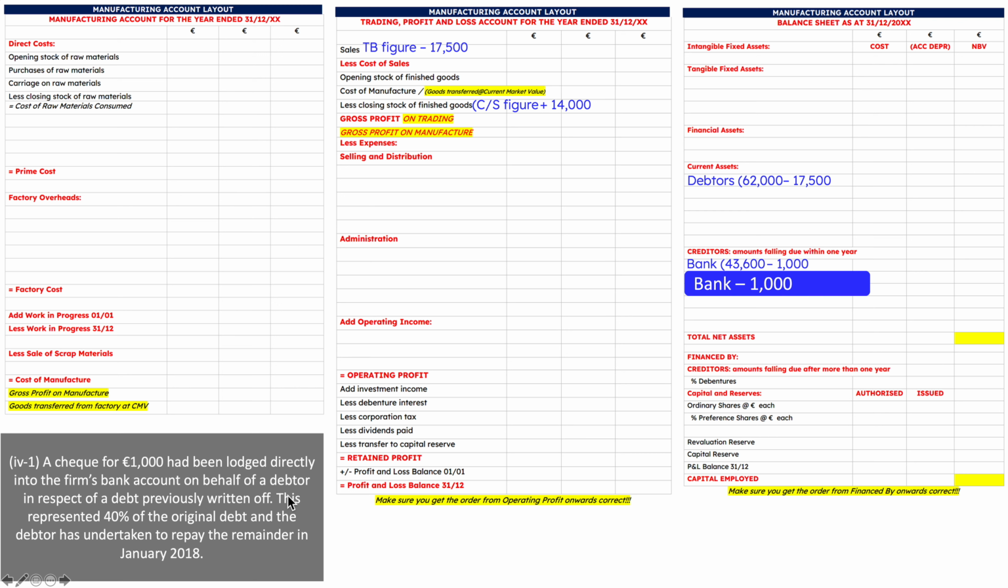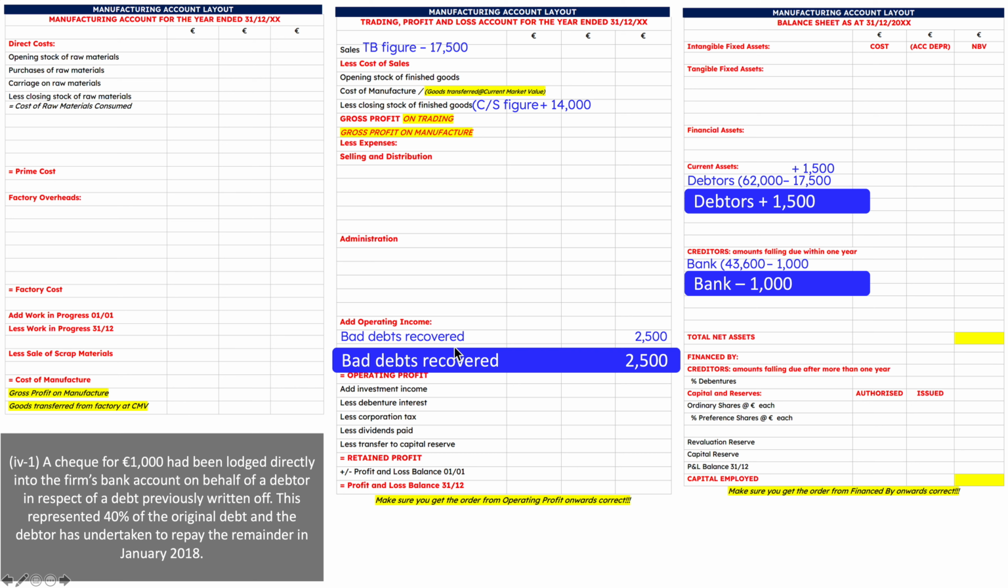So then what about the amount that the debtor has promised to repay? So if €1,000 was 40%, 60% is what the debtor has promised to repay, and that is 1,500 is going to be added back to debtors. The 100% is going to be recorded as bad debts recovered in the trading profit and loss. So altogether we have 1,000 debit in the bank account, we have 1,500 debit in the debtors account, and we have 2,500 revenue bad debts recovered recorded in the bad debts recovered account.